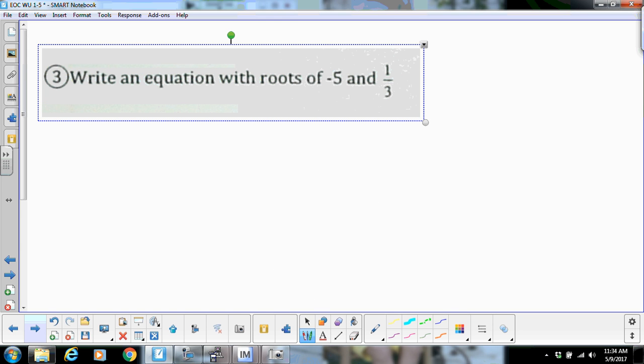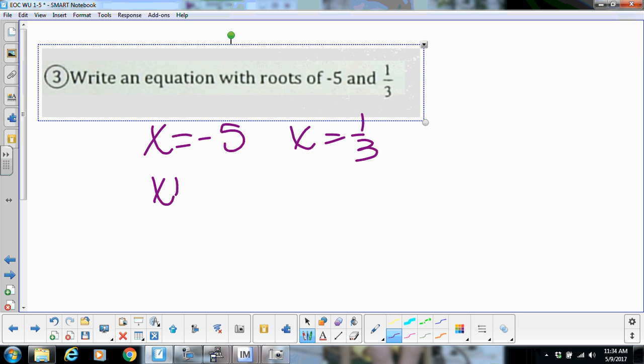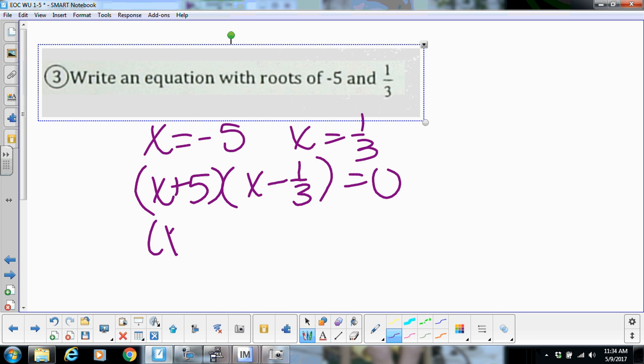Problem number 3, you're writing your equation given the roots. So that's going to be x equals -5, x equals 1/3, or x plus 5, and x minus 1/3. Bottoms up on that second one.